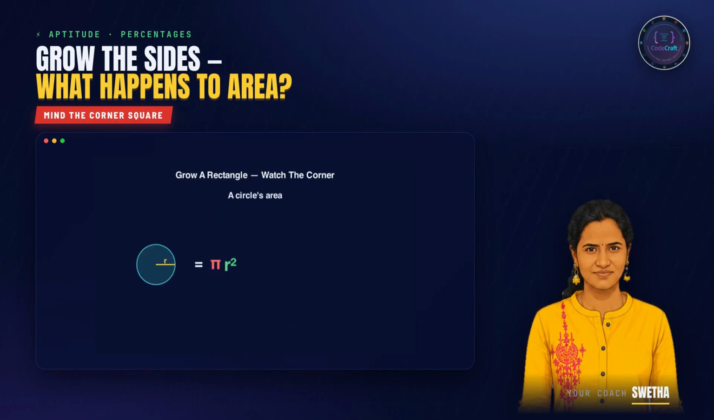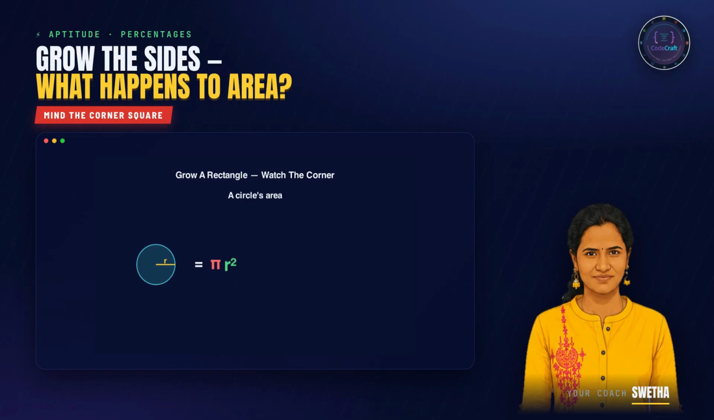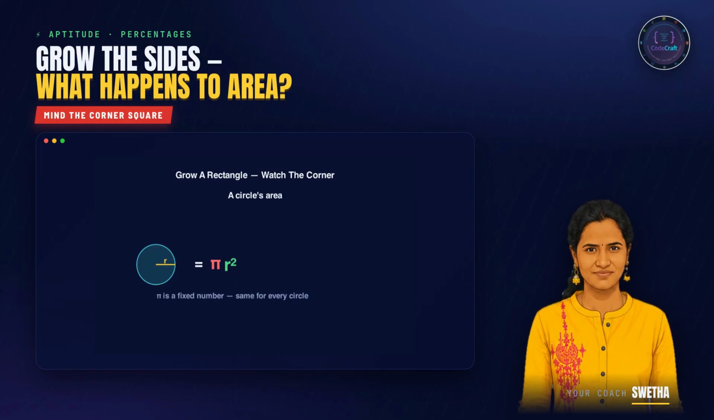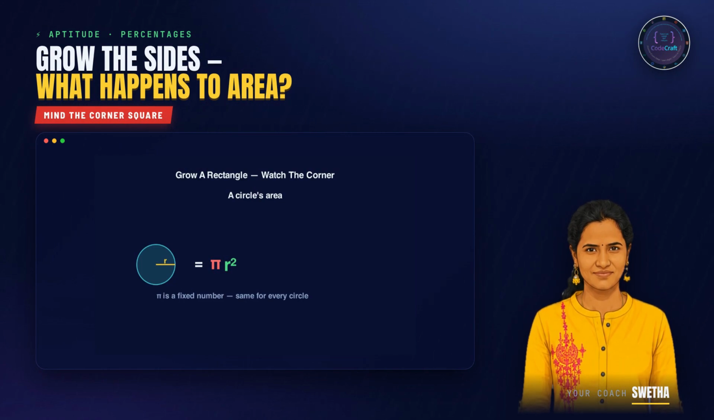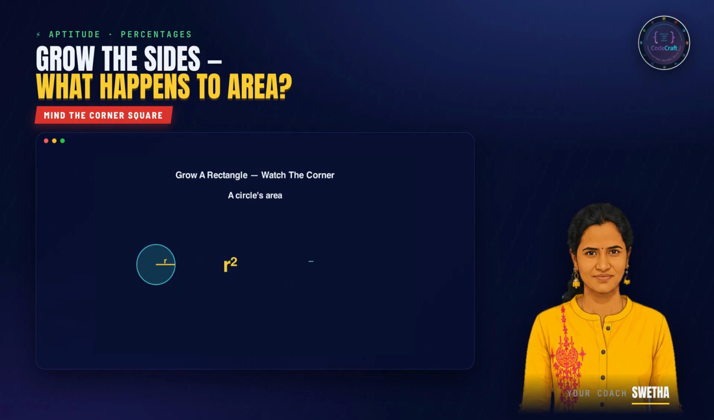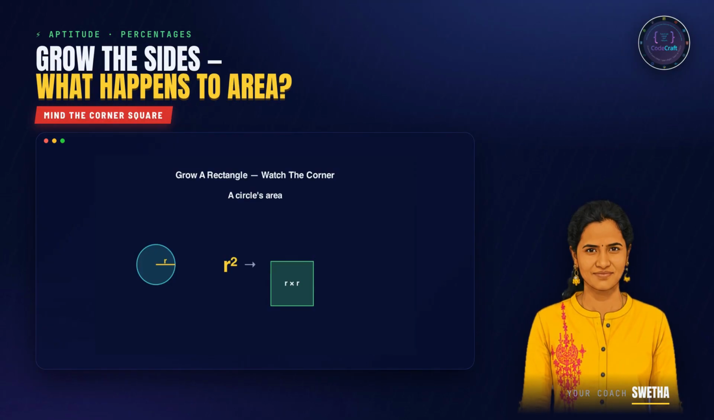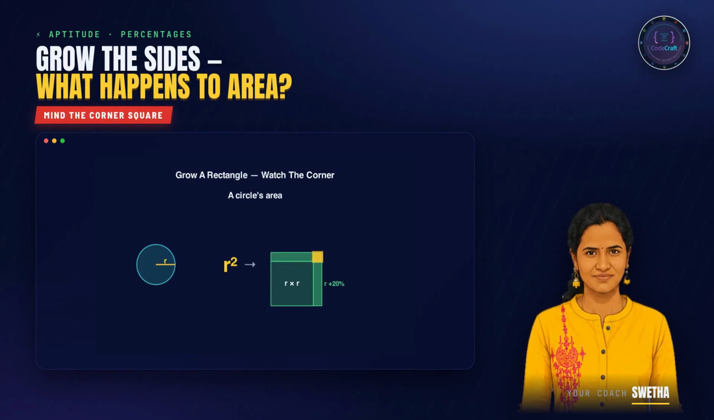And a circle, its area is pi times r squared. But that pi is just a fixed number. It multiplies the old circle and the new one by the very same amount. So when we ask how much bigger, the pi cancels out. What is left is r squared, and that is a square. Grow the radius 20%, and both sides of that square grow 20%. 1.2 times 1.2 is 1.44, 44% more. The sides multiply, and that little corner square is the whole story.